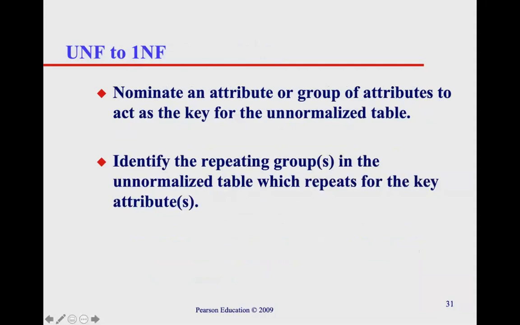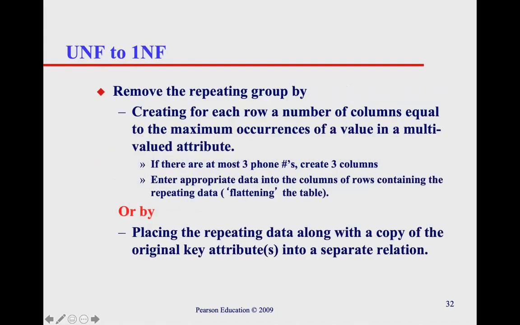So to get to first normal form, we have to get rid of our multi-valued attributes. So basically, we're going to have to find a way to ensure that instead of having multiple values per cell, we have only one value per cell. And there's two ways to do it. One is if we know the maximum number of occurrences of an attribute, like if we know there's a maximum of 3 phone numbers, we can create one column for each phone number. So we could have phone number 1, phone number 2, and phone number 3.